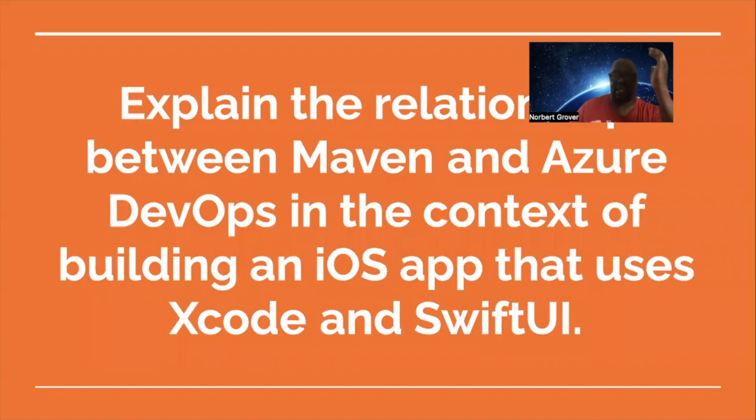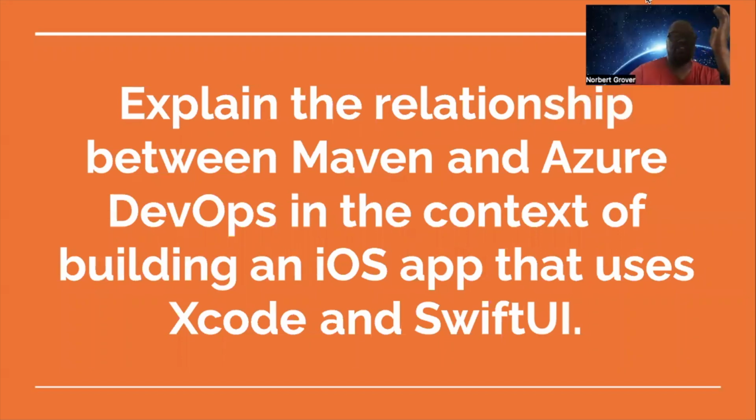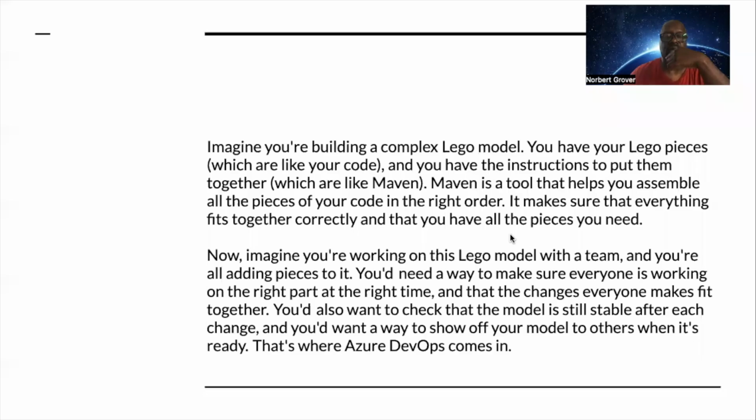Now, let's explain the relationship between Maven and Azure DevOps in the context of building an iOS app that uses Xcode and SwiftUI. So imagine you're building a complex Lego model. You have your Lego pieces, which are like your code, and you have the instructions to put them together, which are like Maven. Maven is a tool that helps you assemble all the pieces of your code in the right order. It makes sure that everything fits together correctly and that you have all the pieces you need.